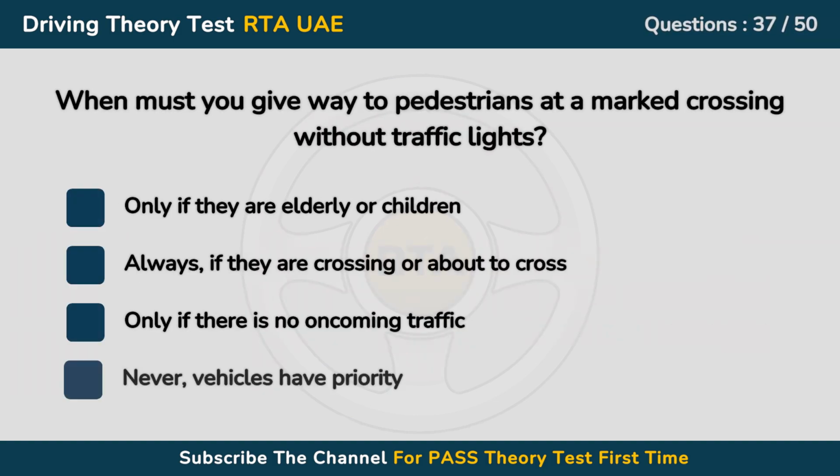Question 37. When must you give way to pedestrians at a marked crossing without traffic lights? A. Only if they are elderly or children. B. Always if they are crossing or about to cross. C. Only if there is no oncoming traffic. D. Never. Vehicles have priority.